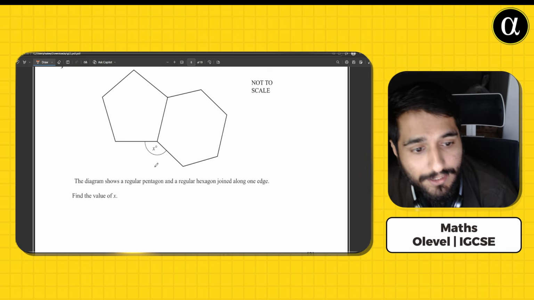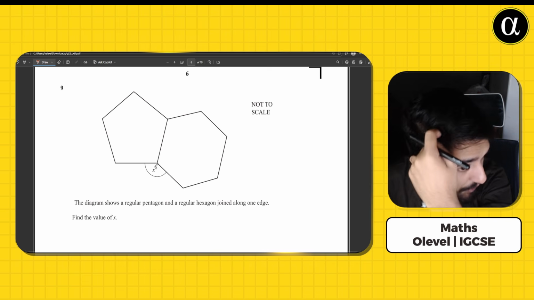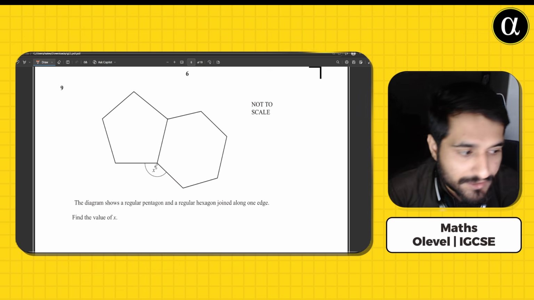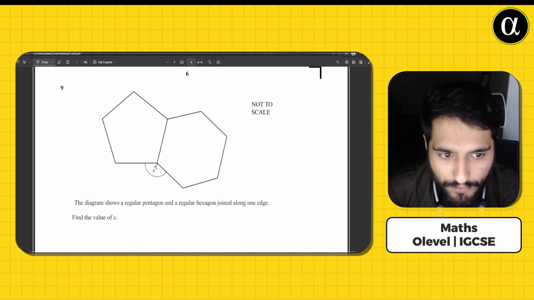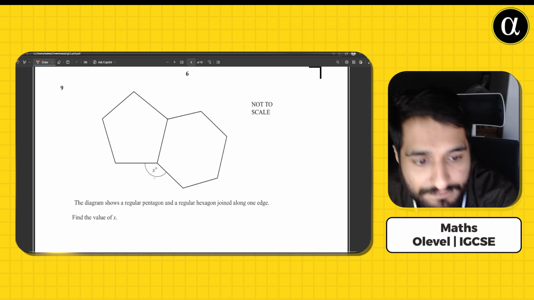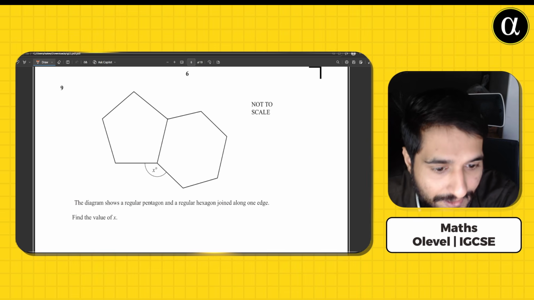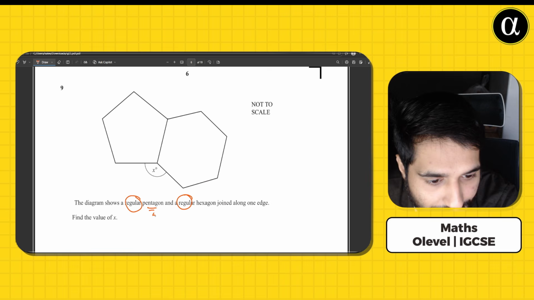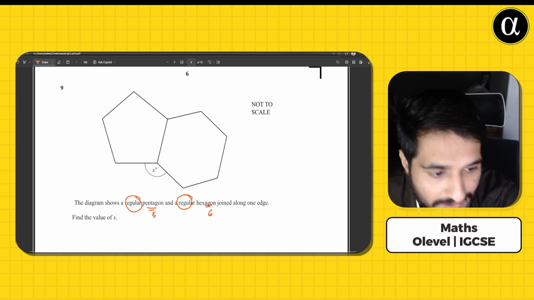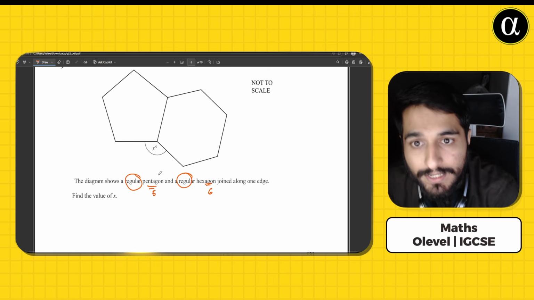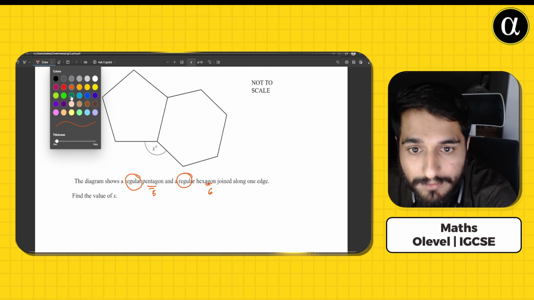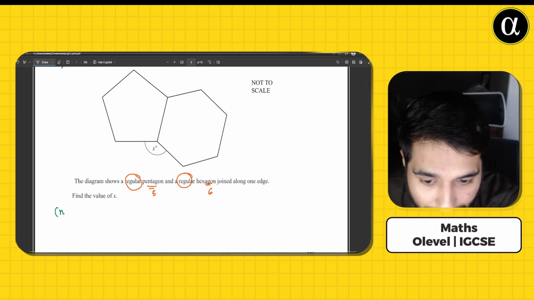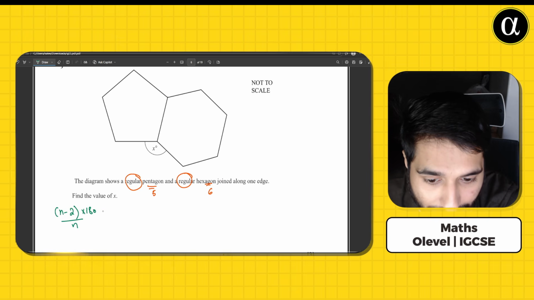The diagram shows a regular pentagon and a regular hexagon joined along one edge. We are supposed to find the value of x. Now, what will we do for this part? We need to find the value of x, considering that these are regular pentagons and regular hexagons. Now, penta means 5 sides and hexa means 6 sides. Now, we have a formula for finding each angle of a regular polygon, which is n minus 2 times 180 divided by n. That gives me each angle.